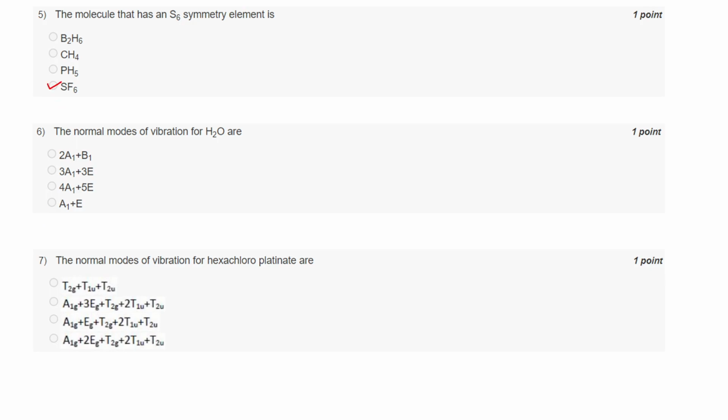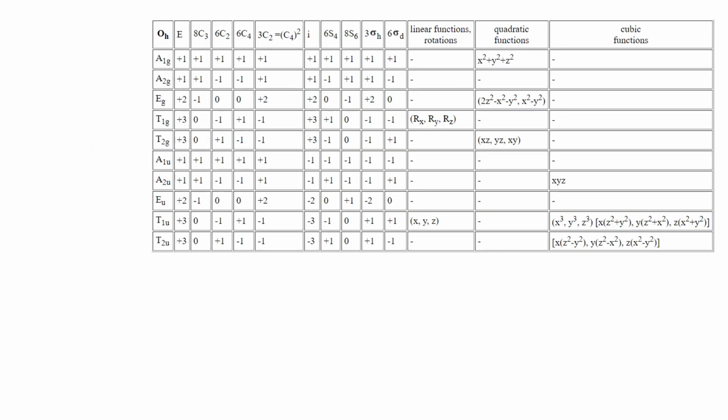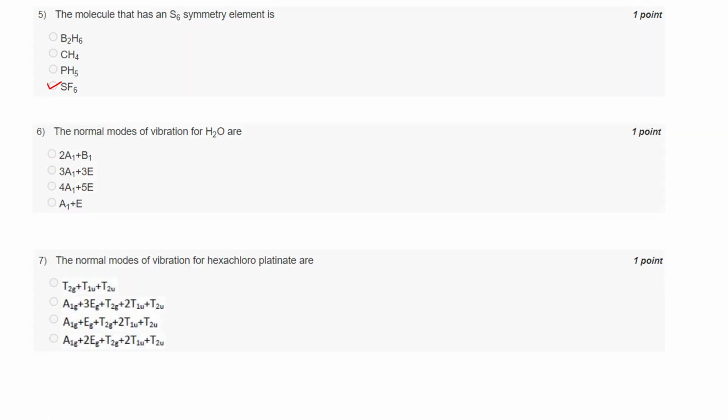Because you will see, do I have an octahedral field? See, in the character table of an octahedral molecule, you are going to see the S6 symmetry element or operation is there. So octahedral is the correct answer.